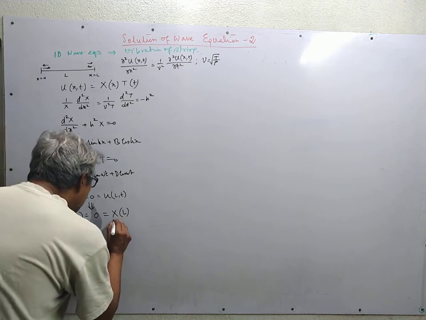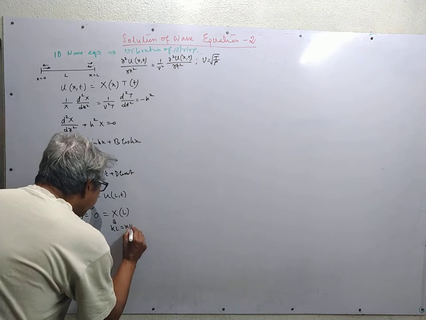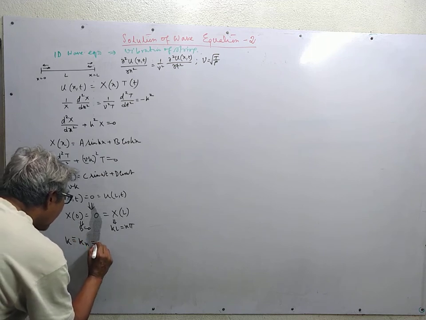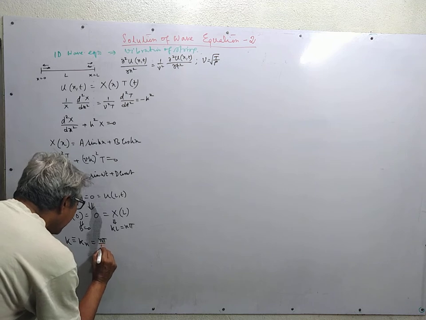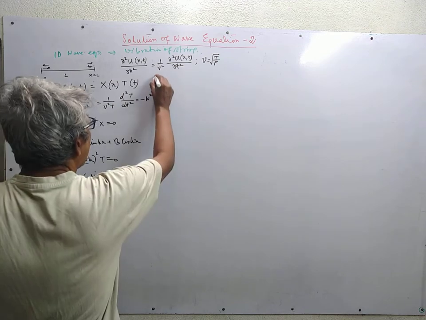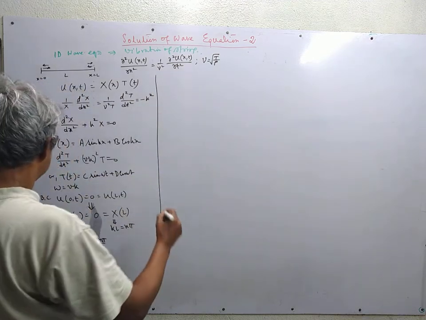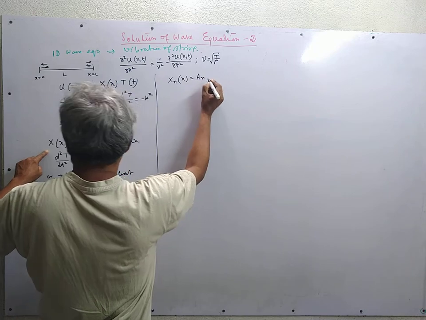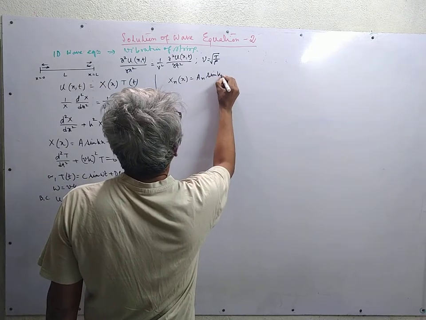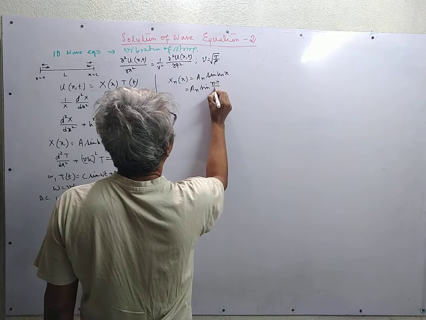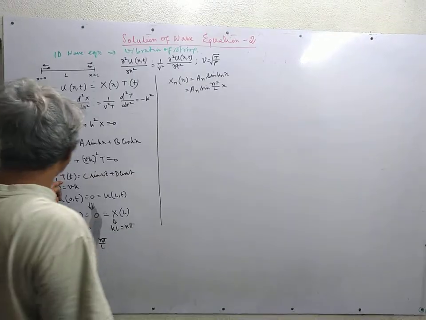and the other condition gives kL is equal to n pi, that is to say k cannot have continuous values, k can have only a few discrete values, and this is given by n pi by L. So there are only selected values of k, and the corresponding solutions are obtained as X_n(x) is equal to A_n sine of k_n x, which is A_n sine of n pi x by L.